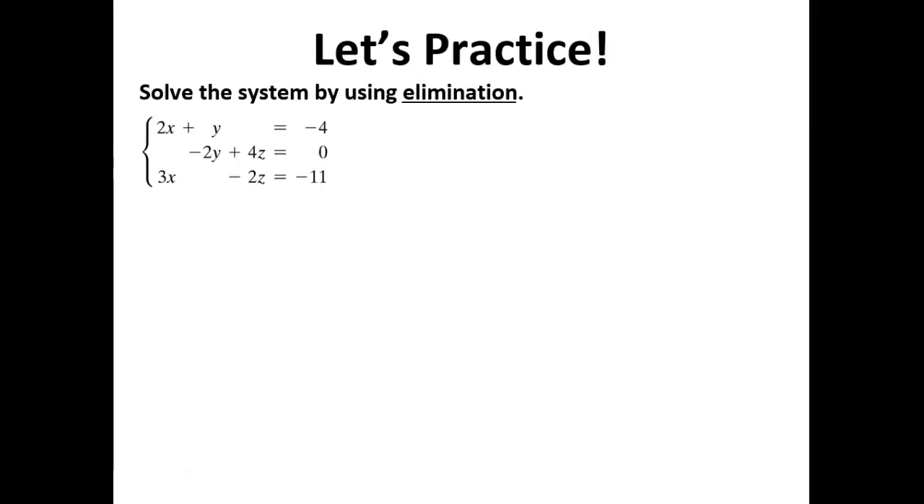What I'm going to do first, I'm going to try to eliminate one of the variables. I'm going to do that with this first equation. If this y was a 2, when I would add those together, that would go away. So I'm going to multiply this first equation by 2. If I do that to both sides, I'm going to get 4x plus 2y is equal to -8.